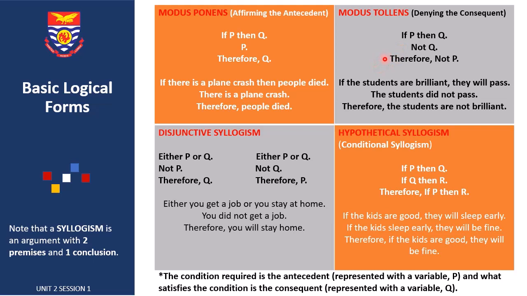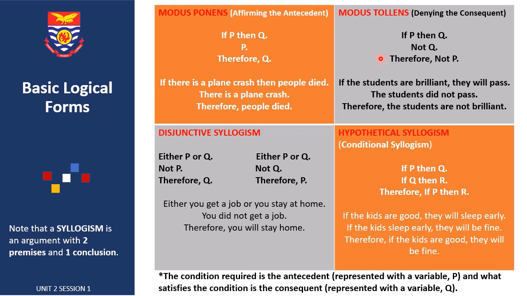Therefore, not P. So you could understand that it is giving us a condition. It says that if P happens, then Q will follow. Q did not follow. Therefore, P did not happen.